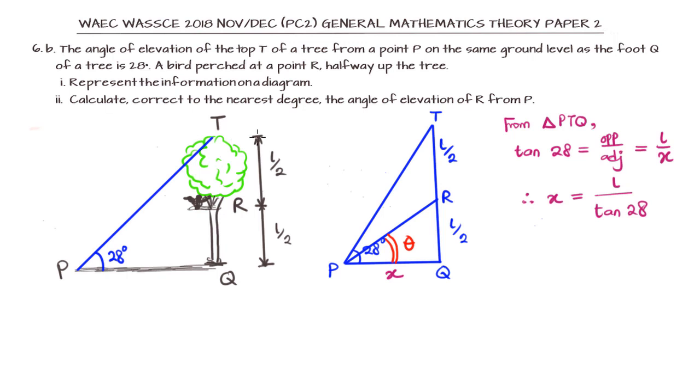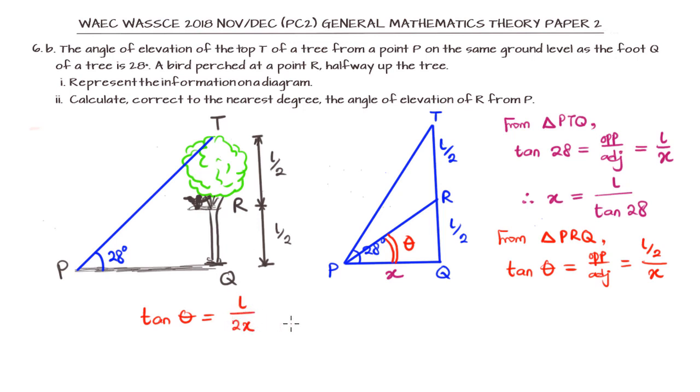Okay. Now we are doing this because that x we are also going to use from the other smaller triangle PRQ. So from triangle PRQ, we can say that tan theta, the theta we are looking for, is also equal to opposite over adjacent. But the value of the opposite now is L over 2. This is its own opposite, L over 2, over the adjacent, which is x. Now, since we have gotten the value of x before, we can say tan theta will be something like L over 2x.